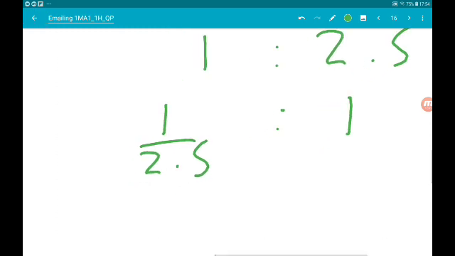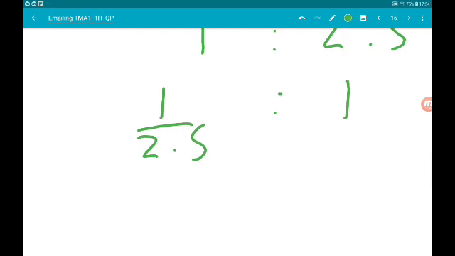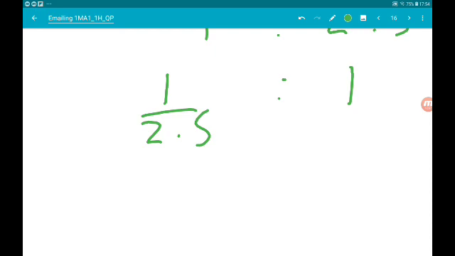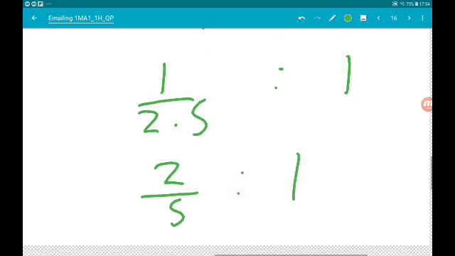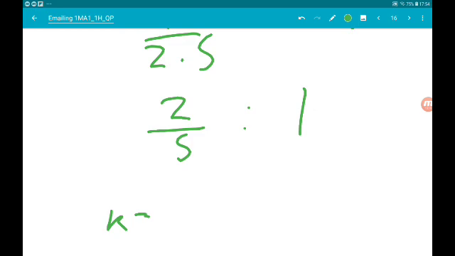Now then, for this fraction, 1 over 2.5, we don't really want to leave it like that because there's a decimal on the bottom. So we can multiply the top and bottom of this fraction by 2 to turn 2.5 into a whole number. So we get 2 over 5. So K is 2/5. Monster of a question, but we've done it. Cool.